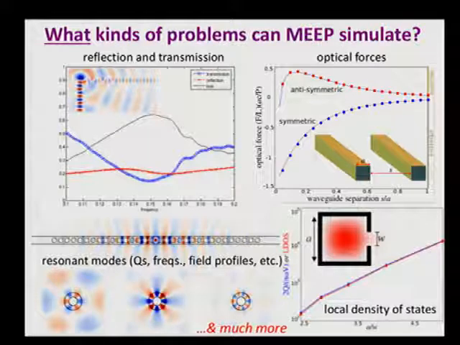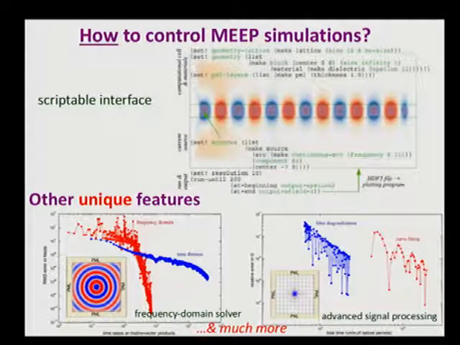MEEP supports a large variety of simulations, some of which are shown here. MEEP can be used to compute the reflection and transmission spectra shown in the top left for a waveguide bend, as well as optical forces for 2 parallel waveguides as a function of their separation distance, properties of the resonant modes of waveguides and cavity systems, including quality factors, resonant frequencies, field profiles, as well as the local density of states, shown in the bottom right figure for a hollow metal box as a function of the size of its opening, and much more.